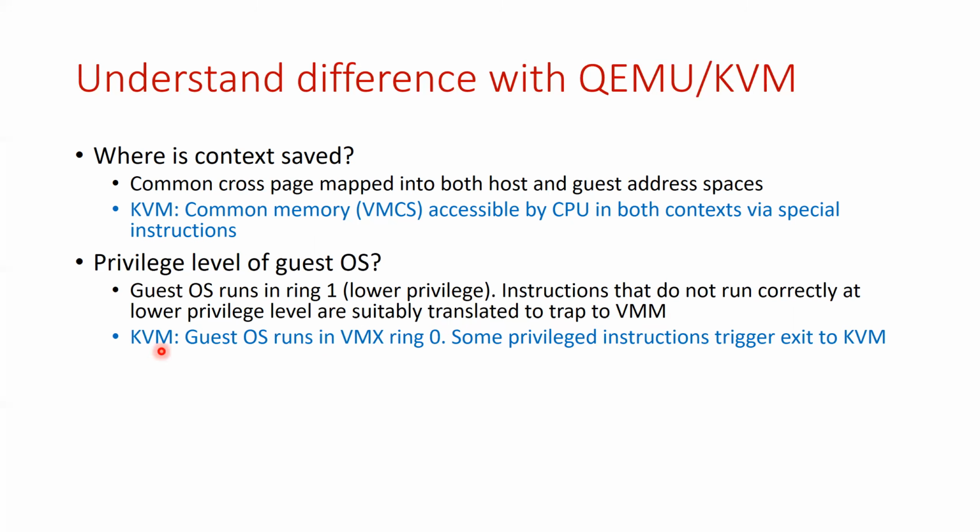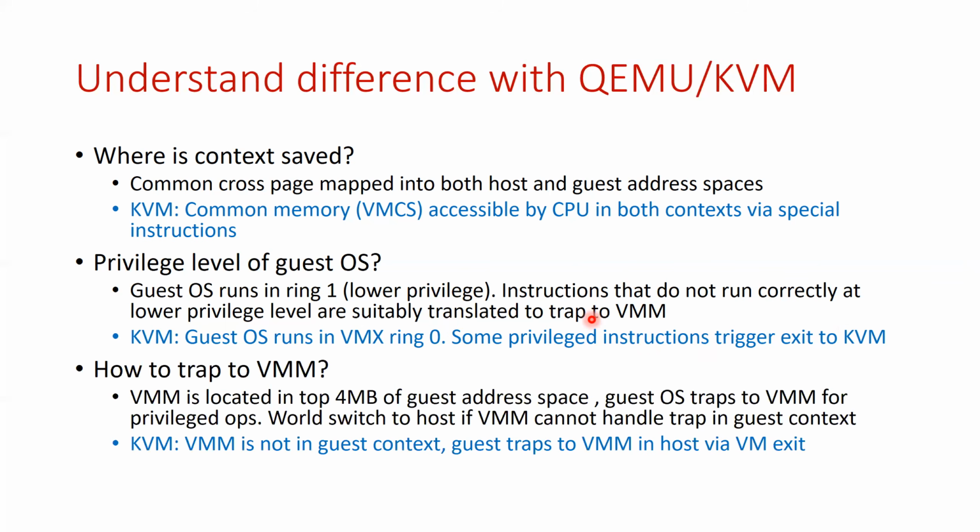Whereas in the case of KVM, you didn't need any such translation, because the guest OS automatically ran in ring 0, but this was a special VMX ring 0, and we could configure what instructions should trigger an exit back to KVM. We didn't have to rewrite the instructions to trap, but the hardware took care of this exiting back to KVM. The hardware took care of certain instructions cannot run in VMX mode, I will have to exit back to KVM. This was managed by the hardware. Whereas here, because there is no hardware support, we have to explicitly rewrite instructions so that they suitably trap to the VMM.